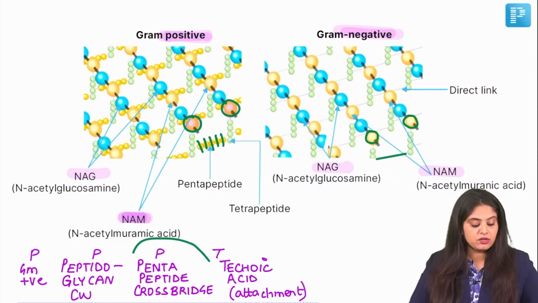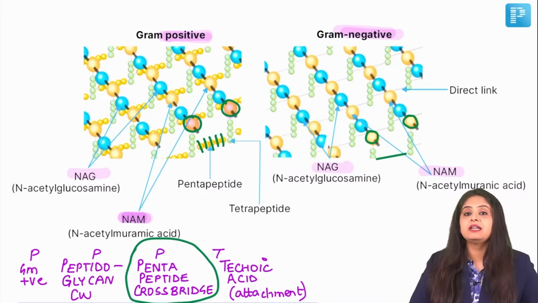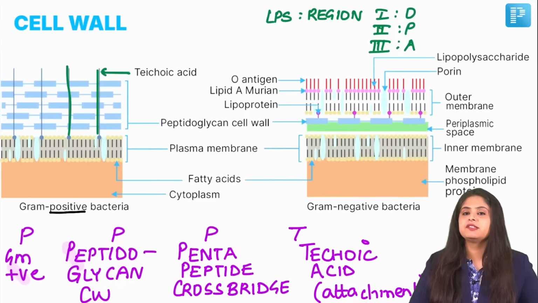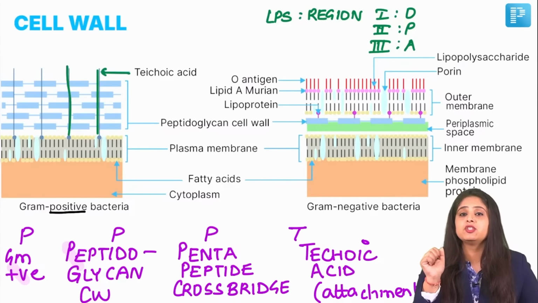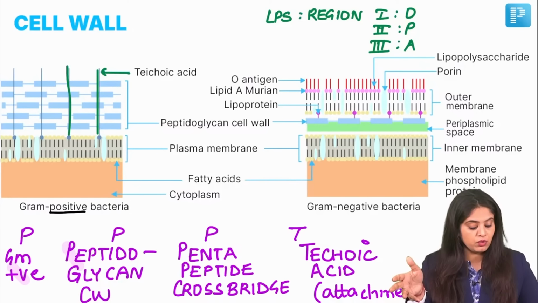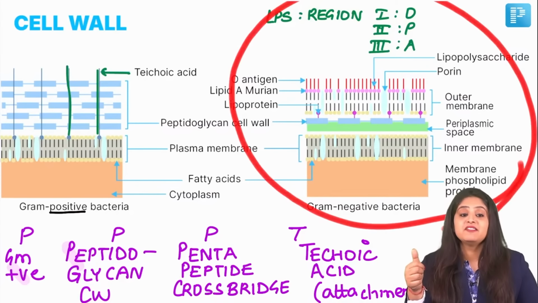When the 5 dots are connecting them, they are called a pentapeptide bridge. 1, 2, everywhere you will see 1, 2, 3, 4, 5. That is seen in gram positive. That is not seen in gram negative. So that is also done. Hence we always study PPPT. Positive has peptidoglycan, positive has pentapeptide bridge. Positive has teichoic acid. Then what does negative have? Negative must have something.